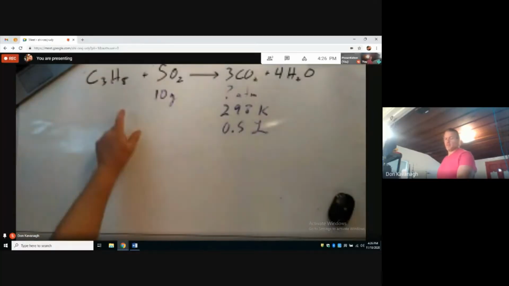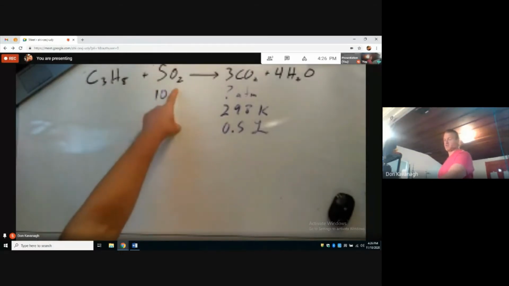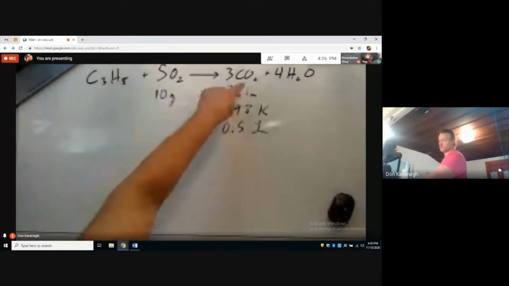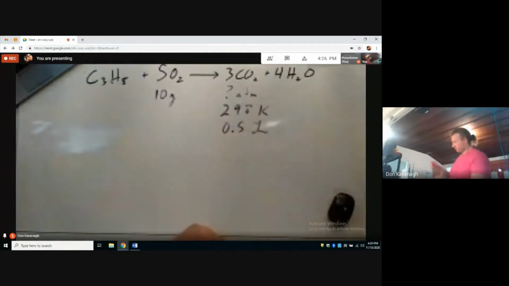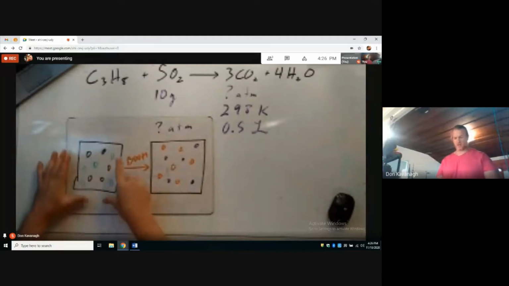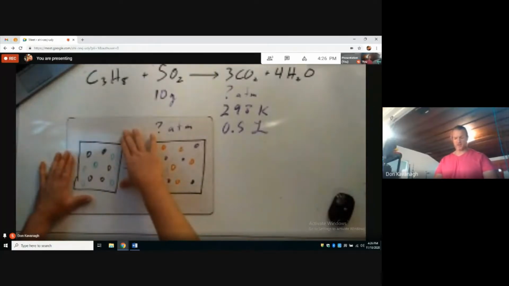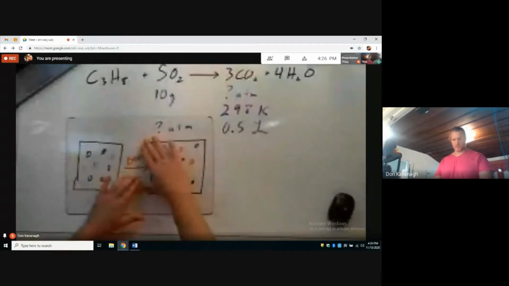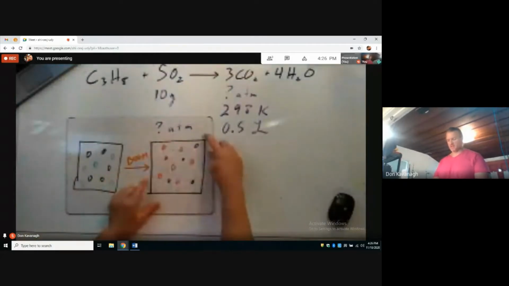This is a problem where we have the combustion of propane in the presence of oxygen producing CO2 and water. This is kind of an atomic vision picture of what's going on. Here we have the reactants, the propane and oxygen goes boom. And then in that same container afterwards, there are CO2 molecules produced and water molecules produced.